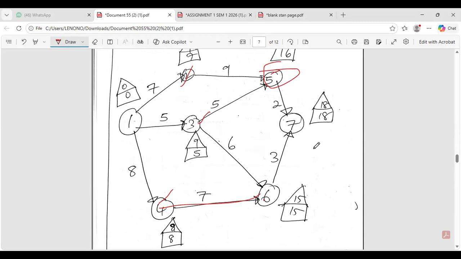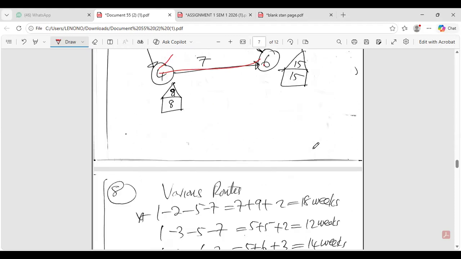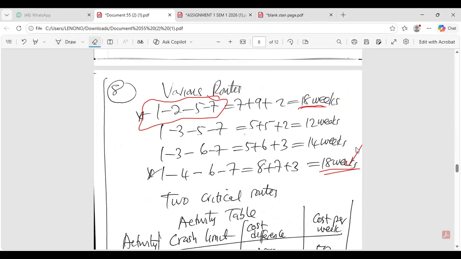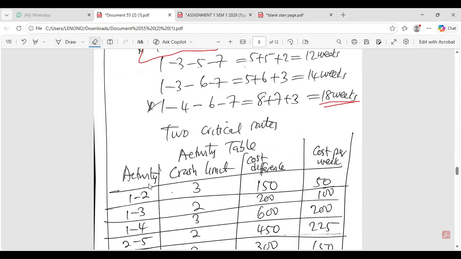So this project was taking 18 weeks, and there are two critical routes. It's 1 to 2 to 5 to 7, which is giving us 18, then of course we have 1 to 4 to 6 to 7, which is also giving us 18 weeks. So there are two critical routes that we have here. From these two critical routes, we now need to find the activity.